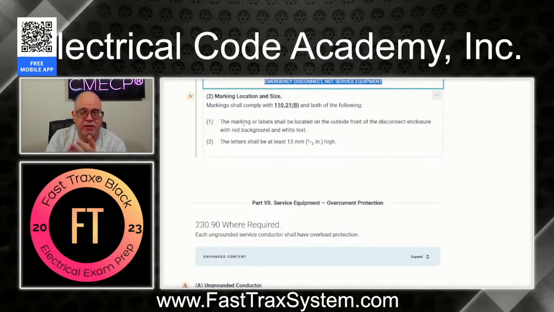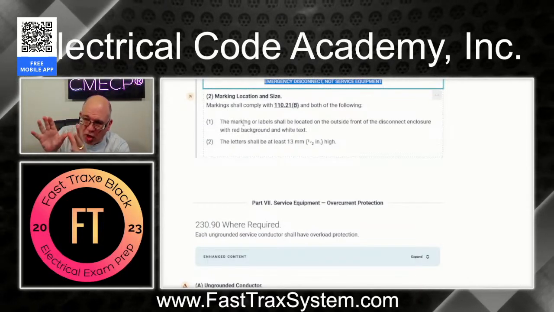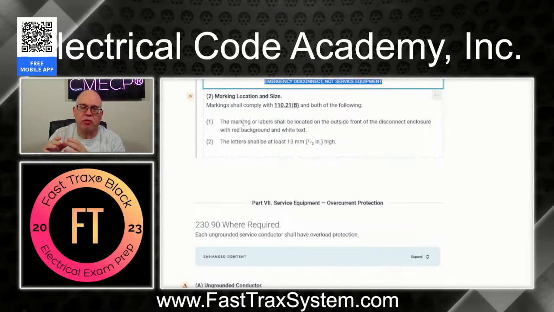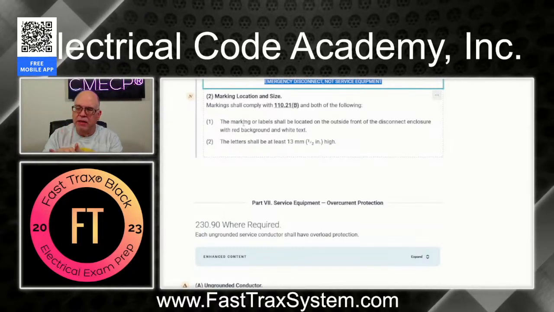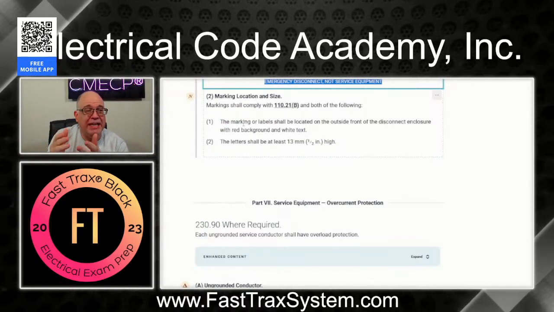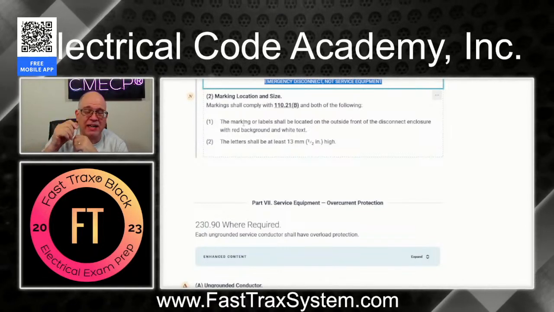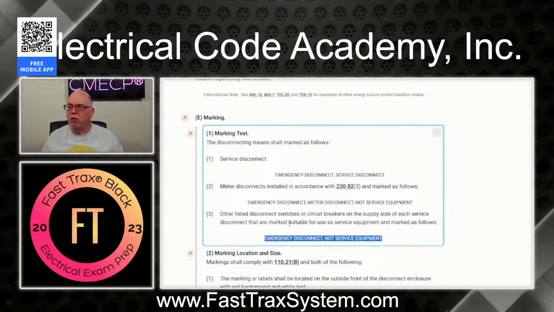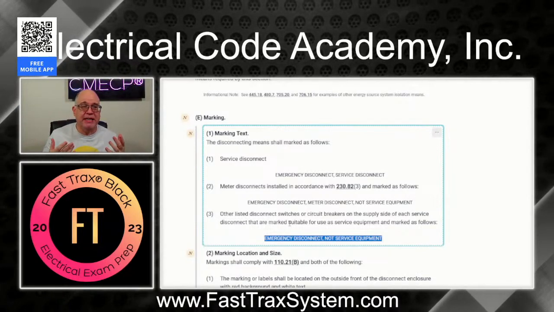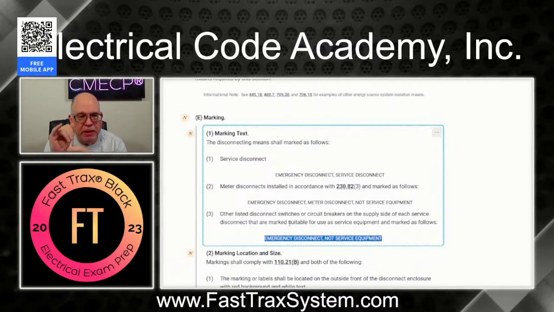Now it's very clear in this new language that the markings have to be on the outside cover. So it can't be inside the cover, hidden away. It's got to be seen. It has to have a red background with white letters. It has to be at least a half inch high. So it's got to say any of these. And we'll look at each one of these so we know clearly what our markings have to be. But we're kind of dipping our toe in here.